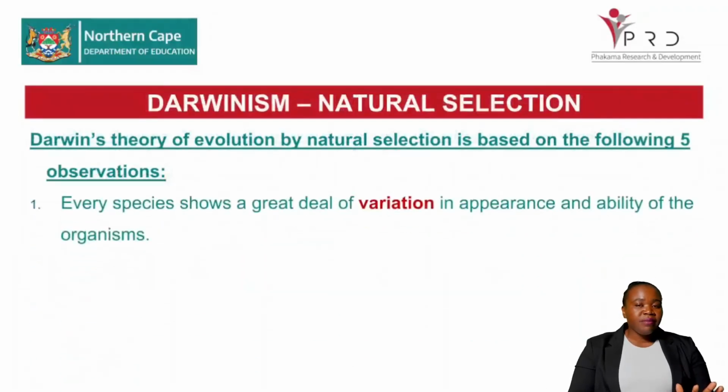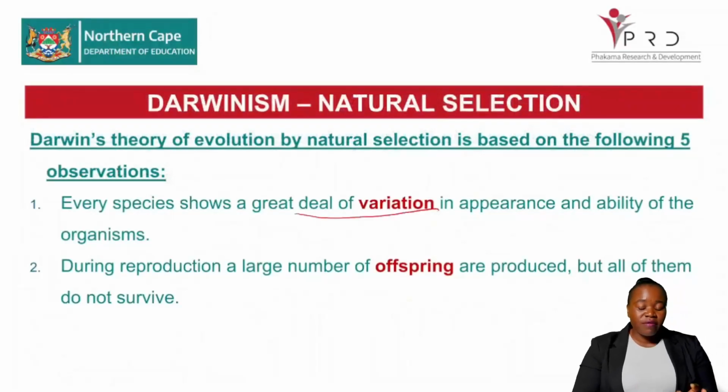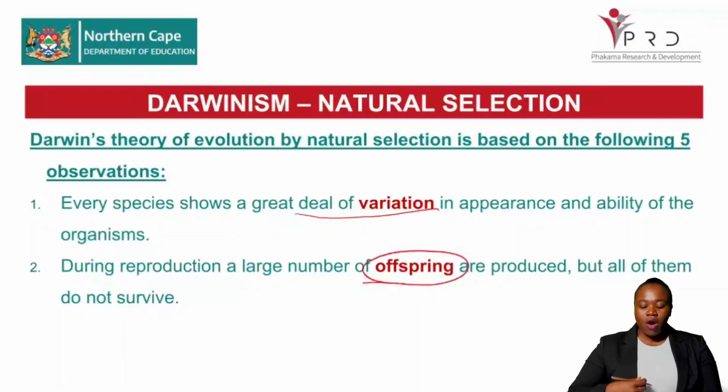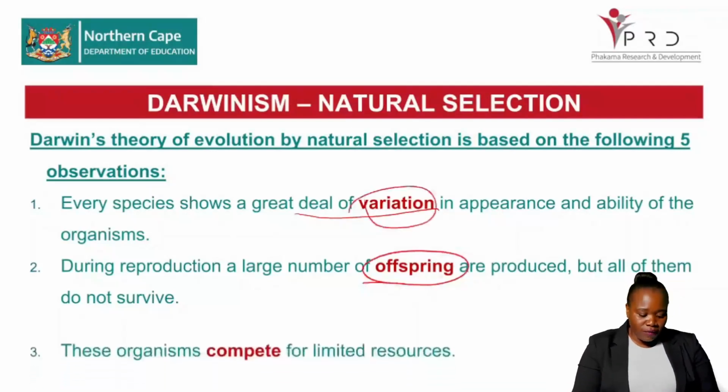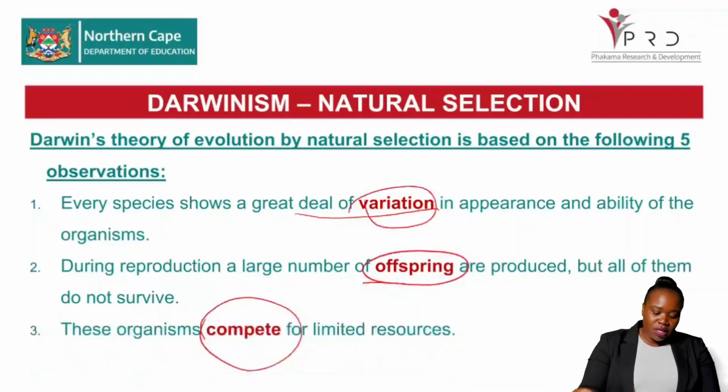However, Darwin talks about the evolution by natural selection, right? Whereby he talks about that there is a great deal of variation in the appearance of organisms or in their ability, and during reproduction, there is a large number of offspring. These large number of offspring will show that great deal of variation, right? But some of them will not survive, while some will survive. Why? Because there is going to be competition.